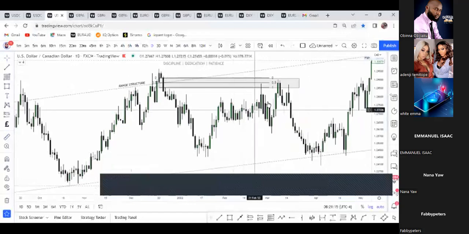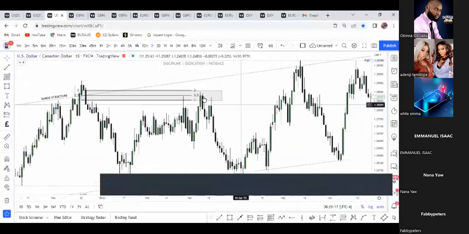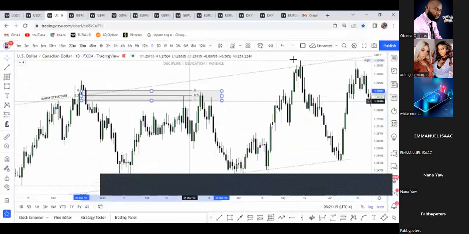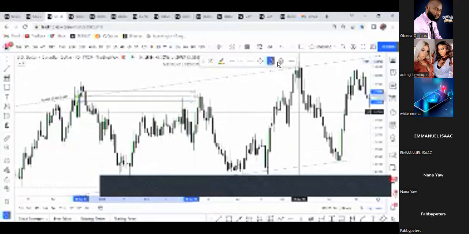That's what I was trying to explain to you. One way, it filled it completely. Second way, 50% consequent encroachment. Third way, it bounced off it, IOFED.